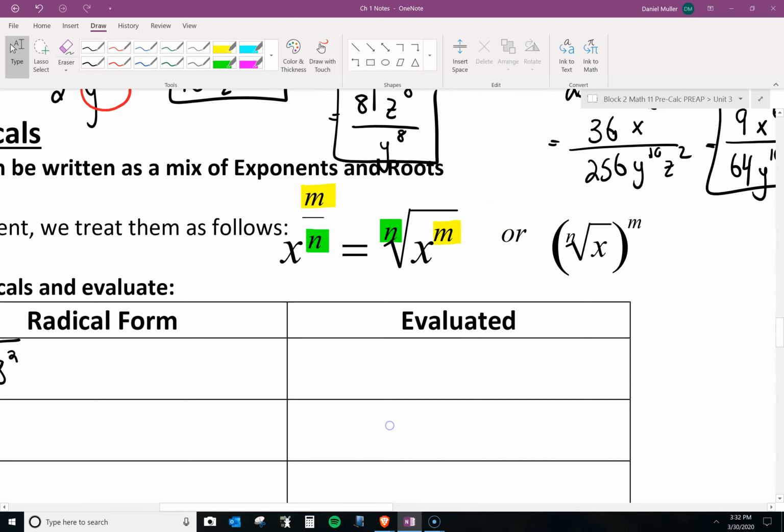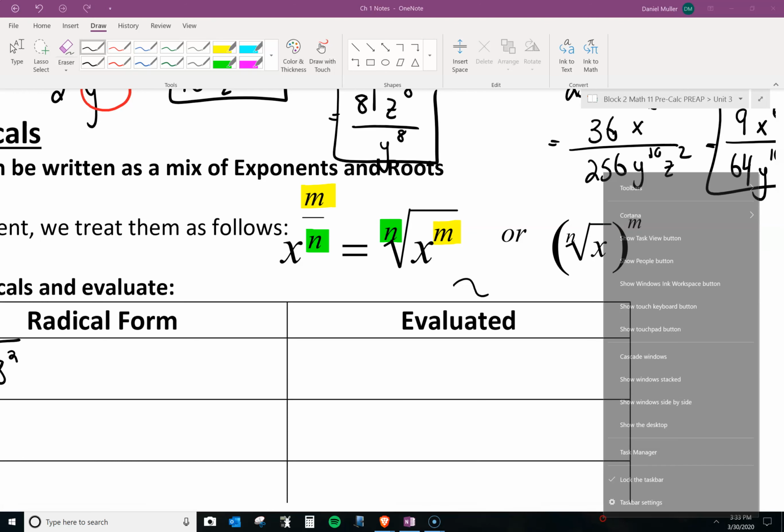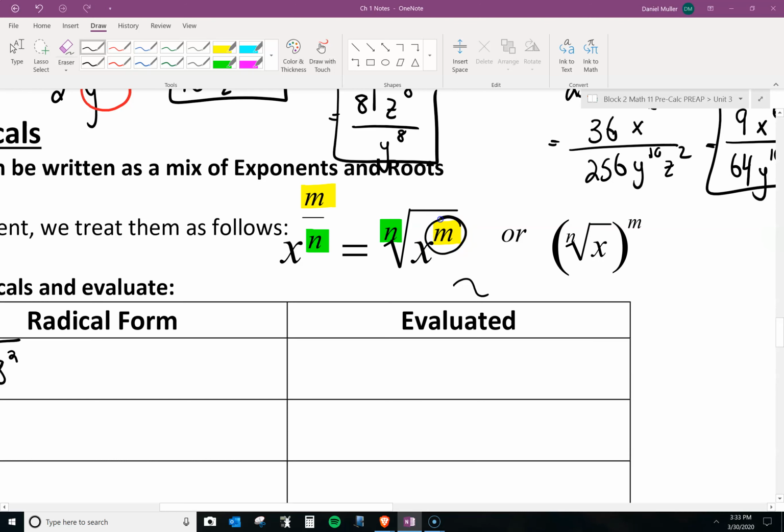But you don't have to do this in this order. You could do this in a different order. So you can see here with the x, the m is happening to it first, and then it's being rooted. But here, in this version, the x is being rooted first, and then the m exponent happens last. So you can have the m go first, or you can have the m go last. It doesn't actually matter.